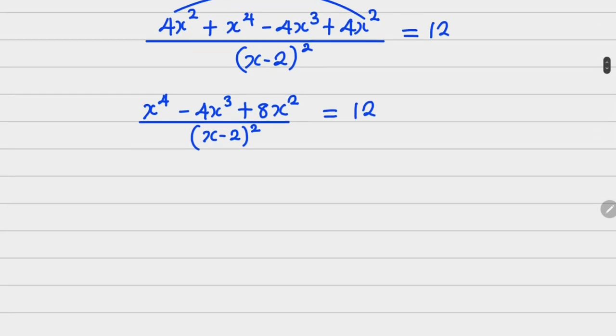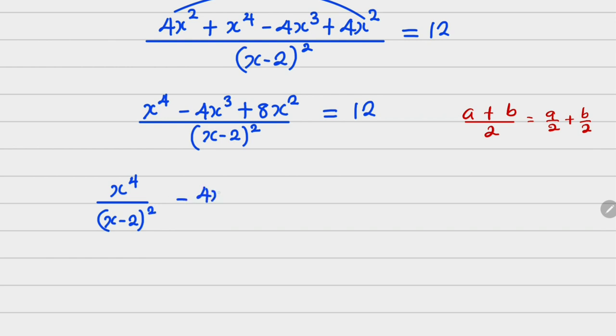Now, since I've progressed to this stage, remember, if I have a plus b all over 2, I can write it as a over 2 plus b over 2, right? So with that knowledge, I'm going to have it as x raised to power 4 over (x minus 2)². Then minus, I have 4x cubed plus 8x squared all over (x minus 2)².